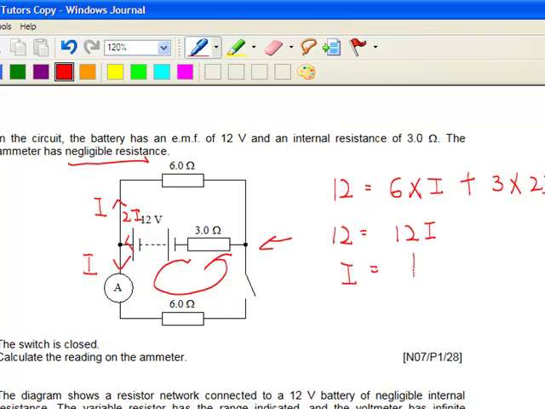I think something is wrong with the answer. Okay, this shows that teachers are not perfect. So the answer is 1A, the current through the ammeter. Great. Perfect. Star.